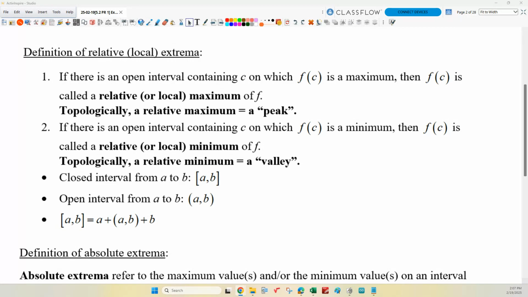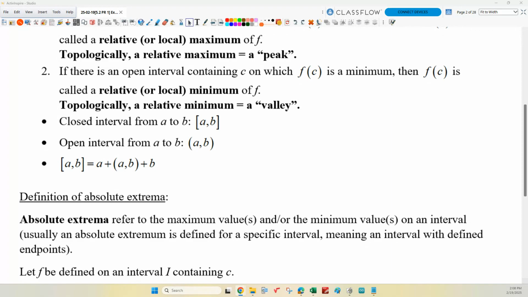What's a relative minimum? A relative minimum would be on some open interval containing c. If f of c is a minimum, then topologically we would say that's a relative minimum and it's a valley. It's going to look like the bottom of a valley if we look at the graph. Okay, so that's really important to think about.